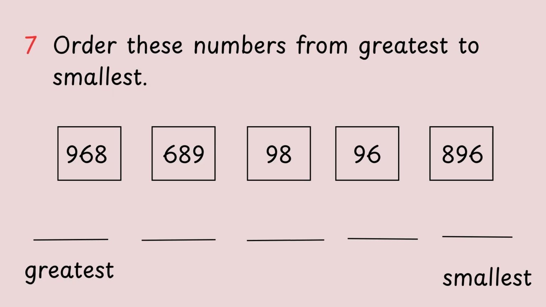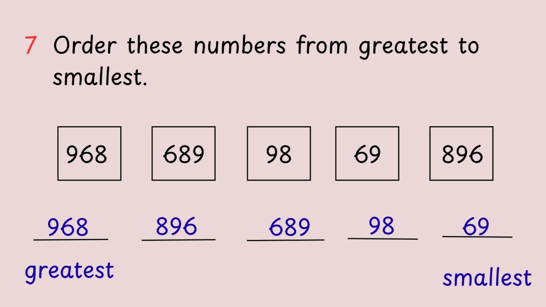And then we move to 2-digit numbers. So we have two 2-digit numbers, 98 and 96. They both have 9 tens. It's the same. Let's move to the ones place. So we have 8 ones and 6 ones. Since 8 is bigger than 6, 98 comes next, leaving 96 as our absolute smallest number at the very end. Okay, so now the answer will be 968, 896, 689, 98, 96 from the greatest to the smallest number.